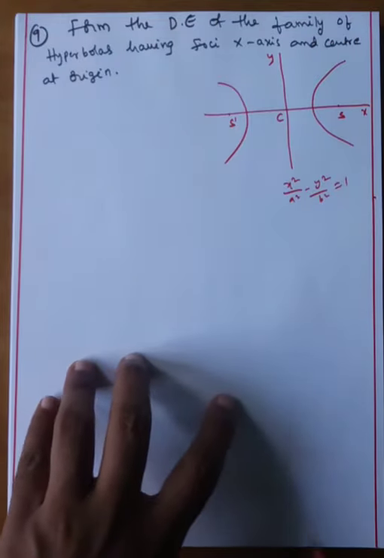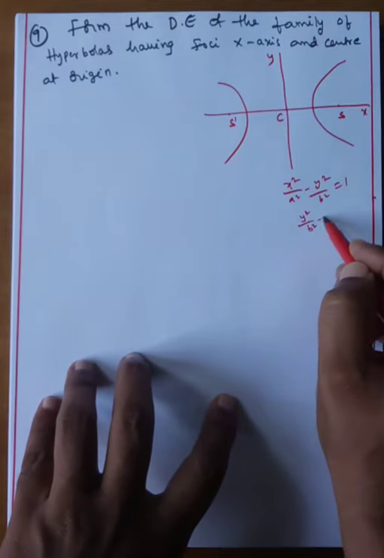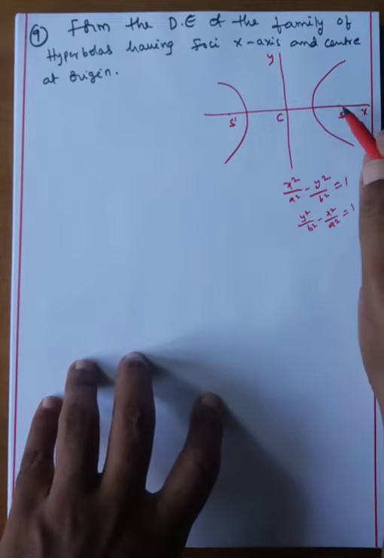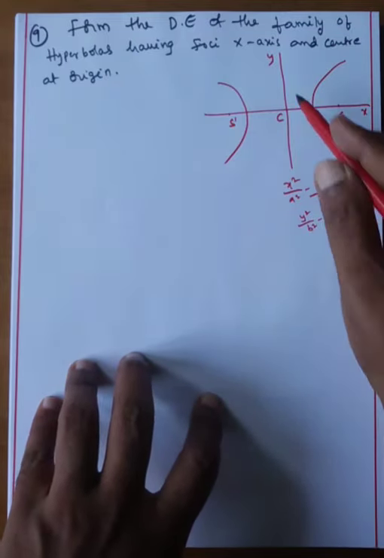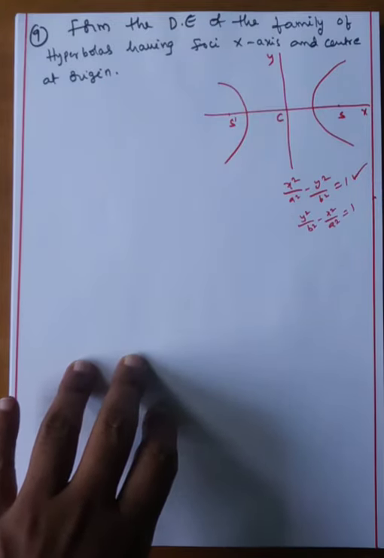Okay, my dear students, suppose the foci are on the y-axis. Then we write y square by b square minus x square by a square is equal to 1, my dear students. Foci on the y-axis means we will take this one; on the x-axis means this one. Now the answer is going on.